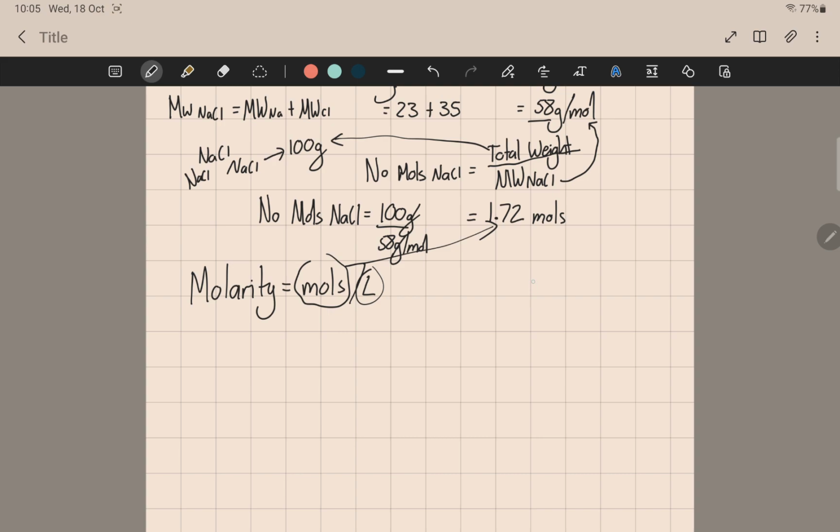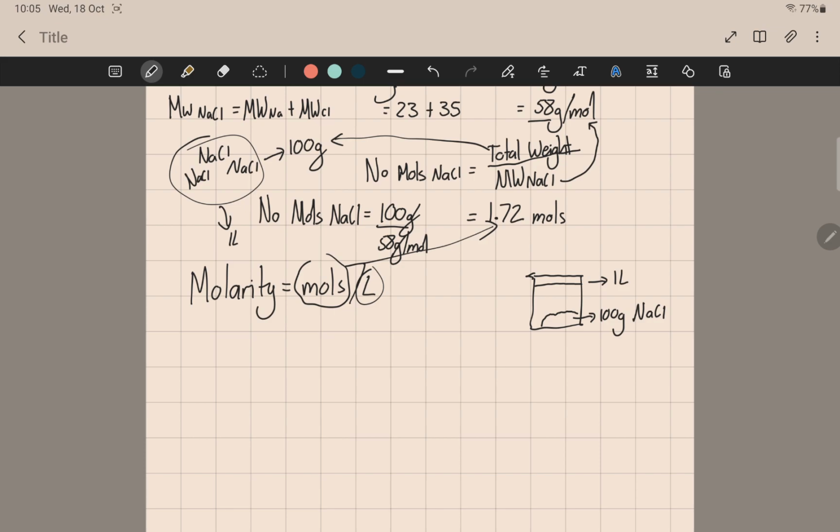So let's pretend that we have a beaker of water here, okay? And we know that it's 1 liter, all right? Let's say it's a 1 liter. And we also know that we put 100 grams of sodium chloride in there. Okay, so we took our pile of sodium chloride here and we put it into 1 liter of water.